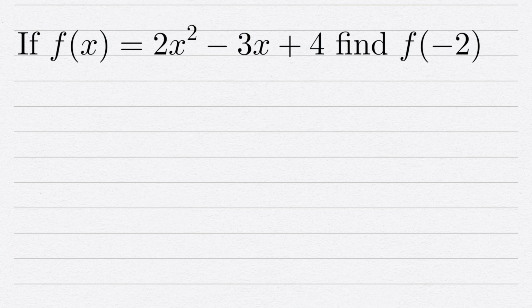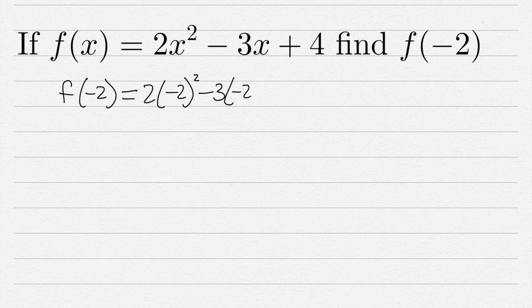In our first example, we're given a function. F of x is equal to 2x squared minus 3x plus 4. Find f of negative 2. So here it's telling us our input will be negative 2. Find the output. All we need to do is plug it in. So f of negative 2 is equal to 2 times negative 2 squared minus 3 times negative 2 plus 4.